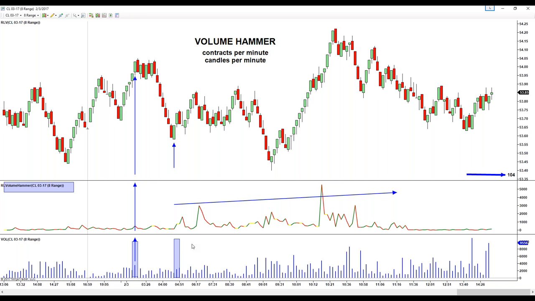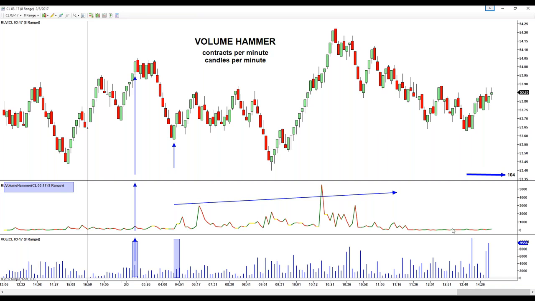And that's what we've done at Right Line Trading. The volume hammer traces out volume in contracts per minute. It ignores the number of candles forming. This number here is also assessing contracts crossing per minute. So there's absolutely no correlation between the volume hammer and standard volume.